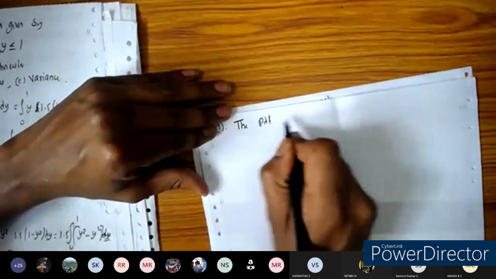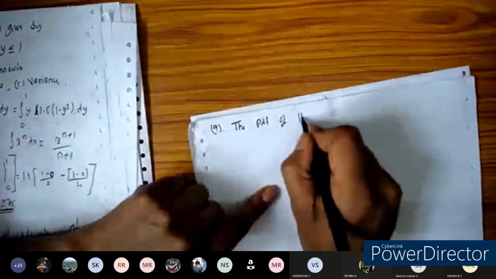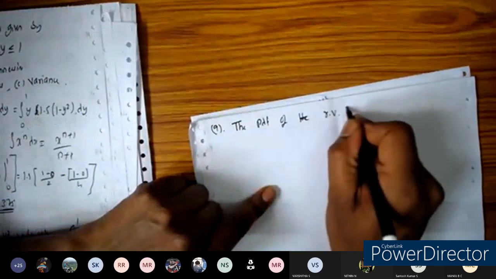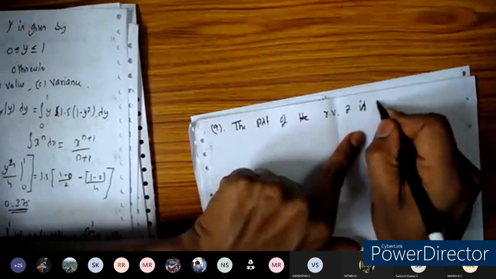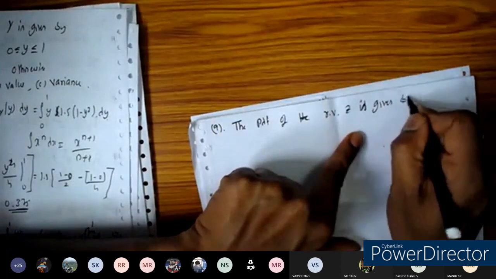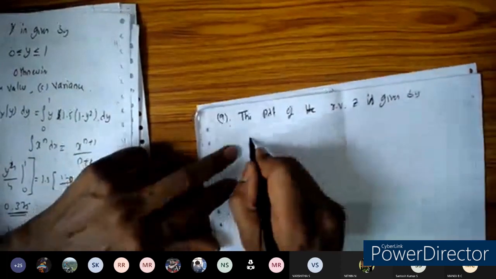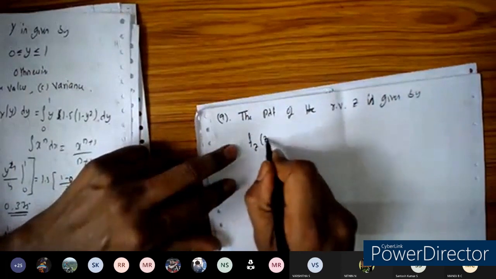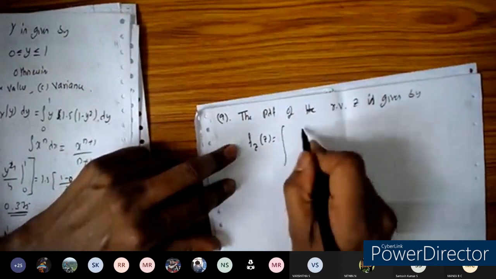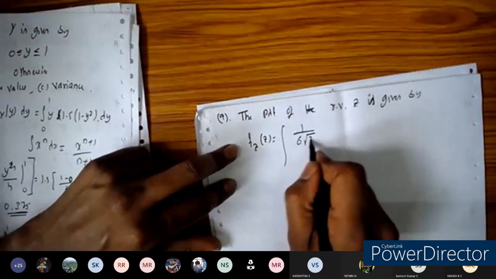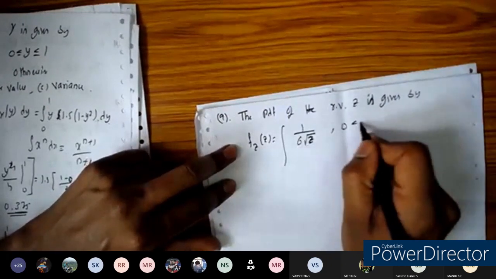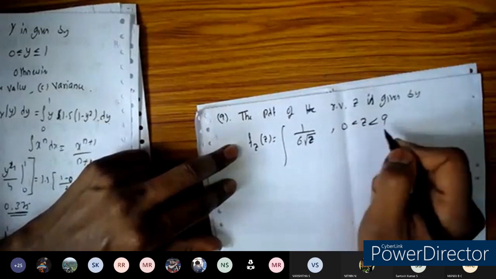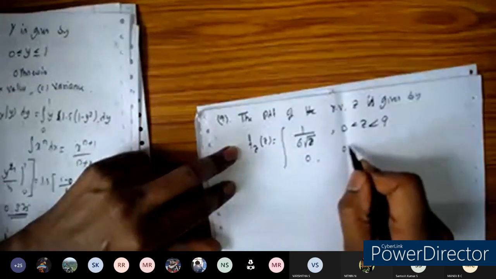The PDF of the random variable z is given by f_Z(z) equal to 1 divided by 6 into root of z, that is 6 root z, for 0 less than z less than 9, and 0 otherwise.